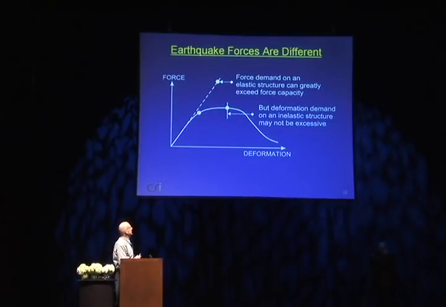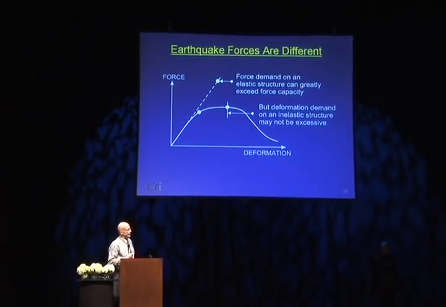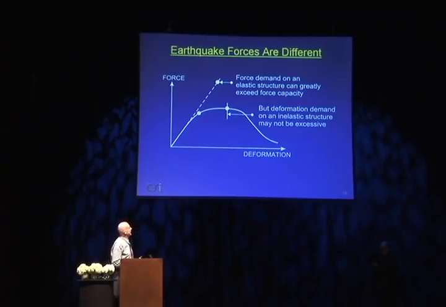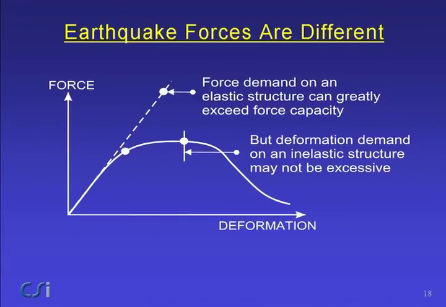So if you were to think of an elastic structure and you were to calculate the force demand on that elastic structure, that could substantially exceed the force capacity or the strength capacity of the structure or some or even possibly all of the components. However, the fact that the force demand on a linear structure exceeds the strength of the structure doesn't mean to say the structure is going to collapse. It would if the load were static, but it's dynamic, and so the structure does not necessarily collapse.